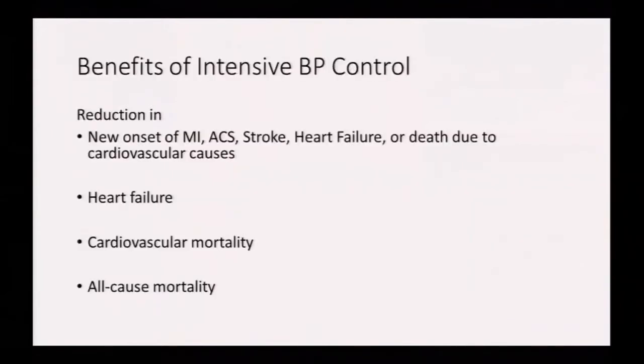So the primary outcome for the study was to compare the two groups in terms of new onset or first occurrence of myocardial infarction, acute coronary syndrome, stroke, heart failure, or death due to cardiovascular causes. And the results of the study showed that the patients in the intensive blood pressure control group had a significant reduction in all those complications in the primary outcome. Some other secondary outcomes that had significant reduction in the intensive treatment group were heart failure, cardiovascular mortality, and all-cause mortality.